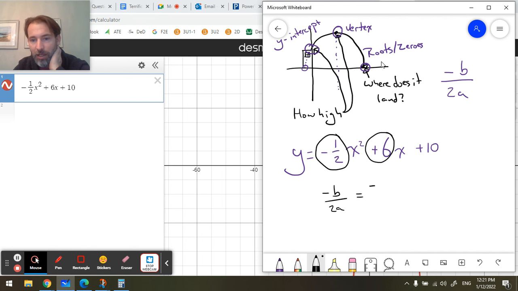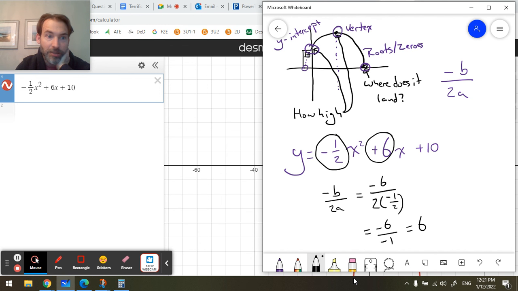So here, negative b is negative 6 over 2 times this value. So 2 multiplied by negative 1 over 2. Okay, and that's equal to negative 6 over 2 times negative 1/2, which is negative 1. This is equal to 6. Negative 6 divided by negative 1 is 6. If you write this down as a final answer on a math test, it's not wrong, but it's not right.